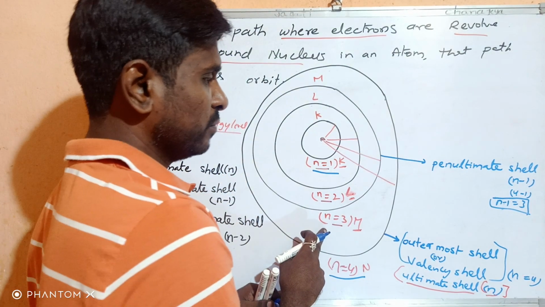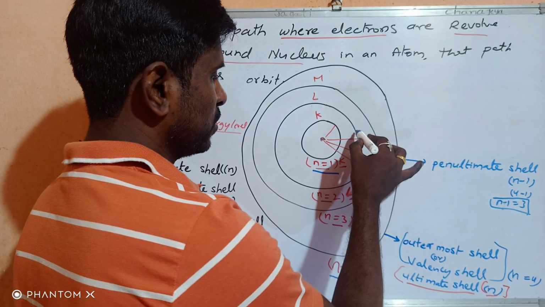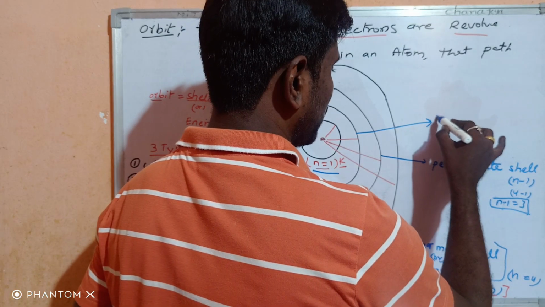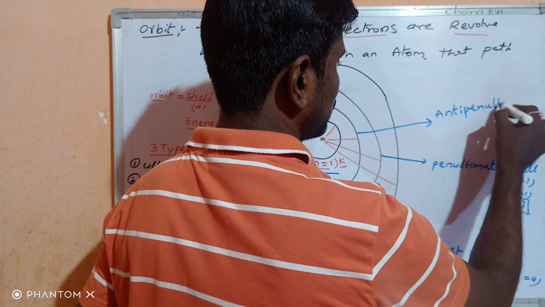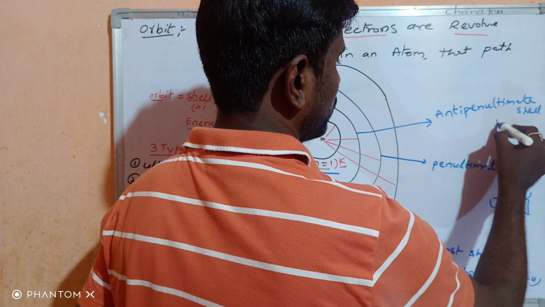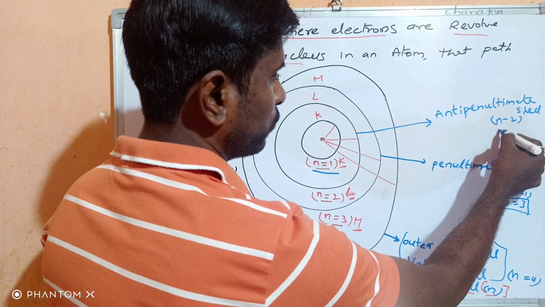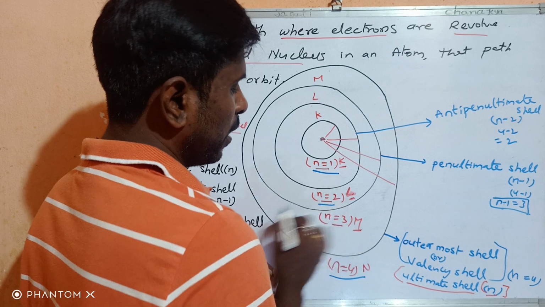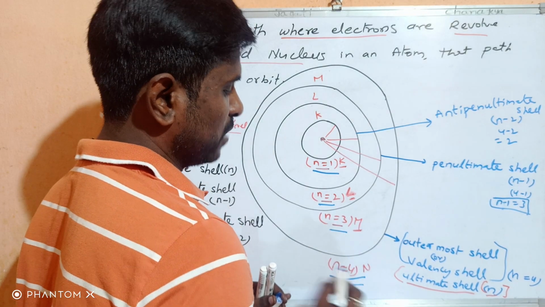Now listen. Next, another shell: this is the anti-penultimate shell. It is equal to n minus 2. So n is equal to 4, substitute here: 4 minus 2 is equal to 2. So n is equal to 2 is the anti-penultimate shell, n is equal to 3 is the penultimate shell, and n is equal to 4 is the ultimate shell.